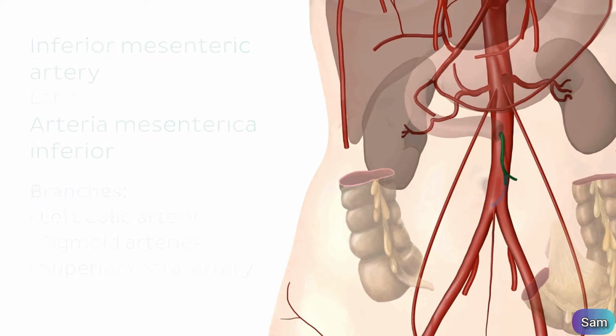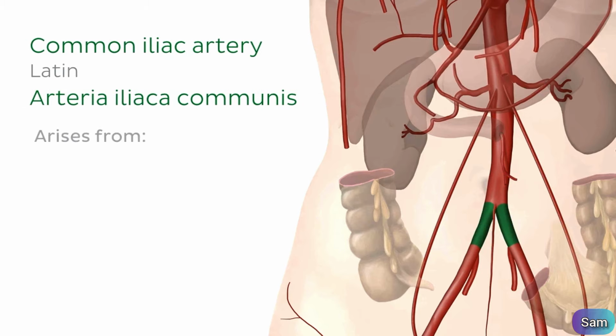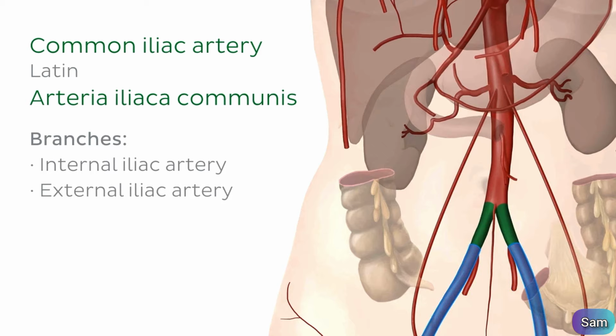Let's move on now to the common iliac artery, and at approximately the level of the fourth lumbar vertebral body, L4, just here, the abdominal aorta terminates, at which point it bifurcates, giving rise to the common iliac arteries, and they provide blood supply to the pelvis and the lower limbs. And as you can see, each bifurcates in front of the sacroiliac joint to give rise to the internal iliac artery and the external iliac artery, both of which we'll have a look at next.